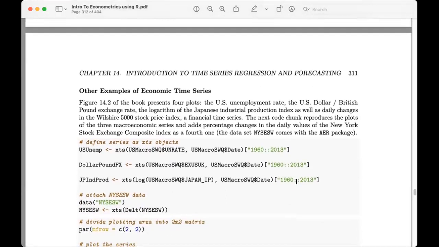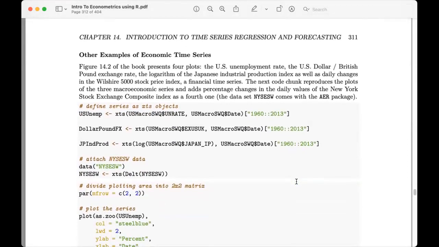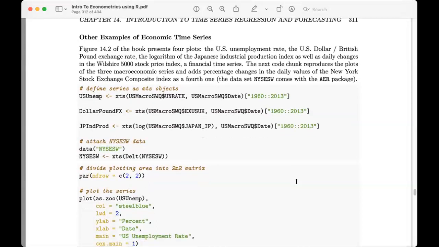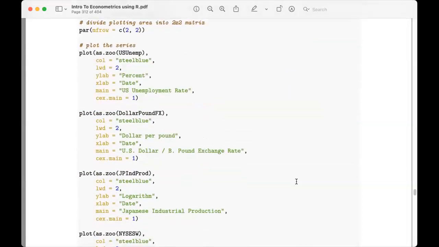So these are the R codes to generate these plots. This has just been adopted from the book. In a sense, he's just given us how to generate the R code to replicate those plots that have been in the main book, which this book relies on.